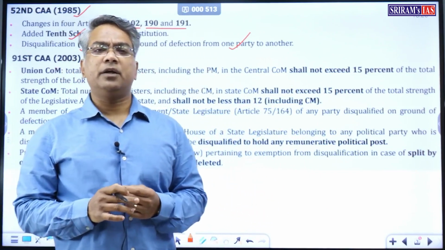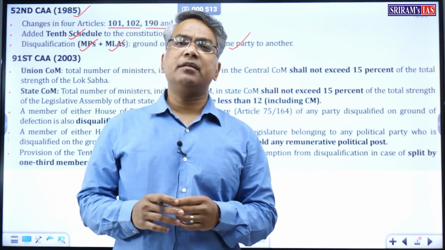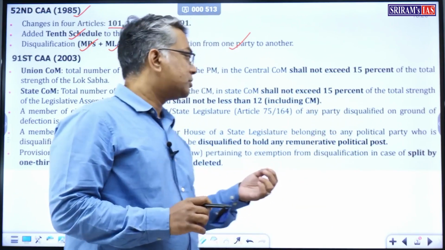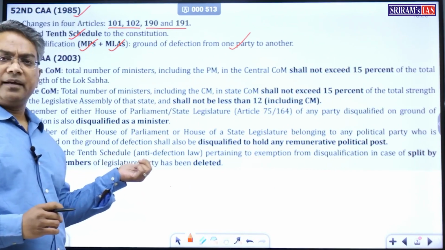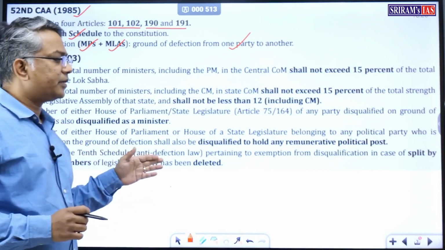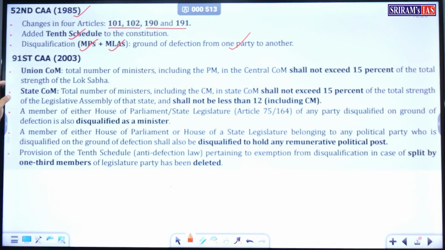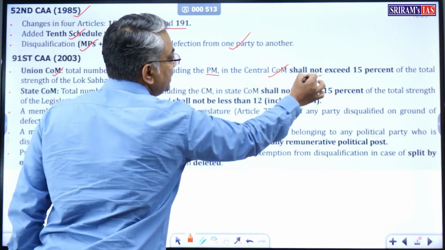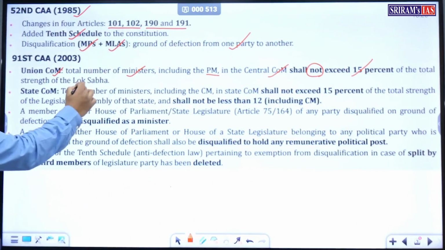of ministers in the Union Council of Ministers and State Council of Ministers, and provided for the disqualification of a member as a minister if he is disqualified on the grounds of defection. It also repealed one of the provisions of the 10th Schedule, that is anti-defection law. So let us find out the provisions of the 91st Constitutional Amendment Act 2003, regarding the Union Council of Ministers. The total number of ministers, including the Prime Minister, in the Central Council of Ministers shall not exceed 15% of the total strength of the Lok Sabha.